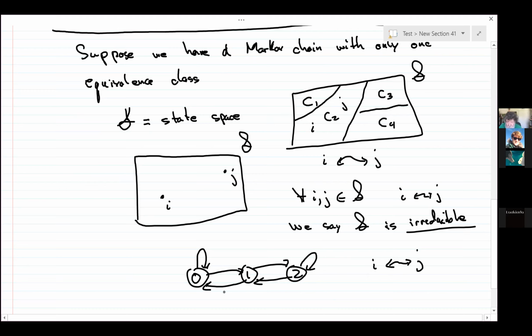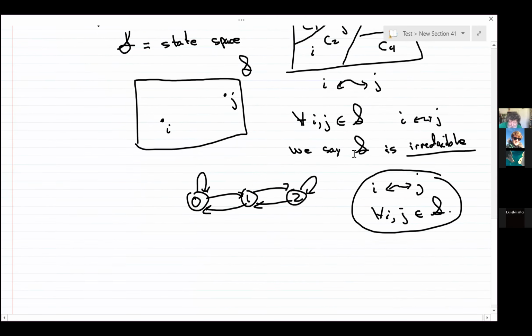So if no matter where you are, you can get somewhere else in the state space, then we say the state space is irreducible. Here, this is an irreducible state space because this holds for every i and j in the state space. If you have more than one equivalence class, then it's not irreducible.